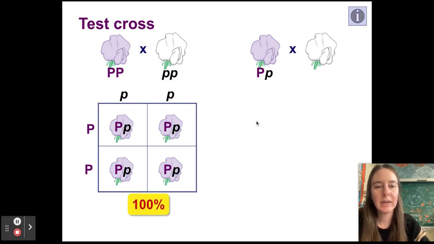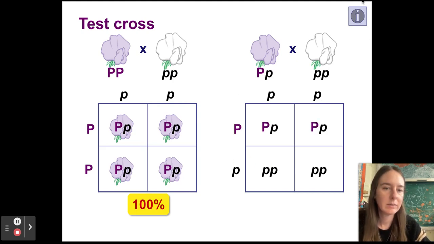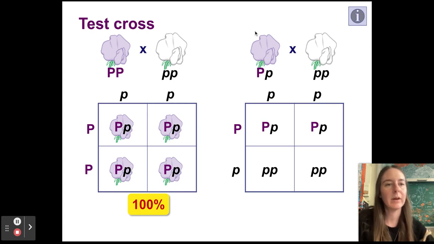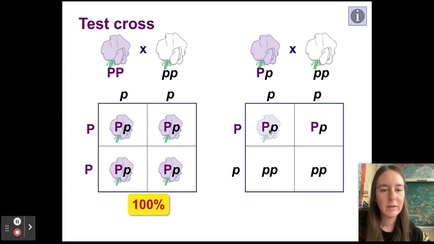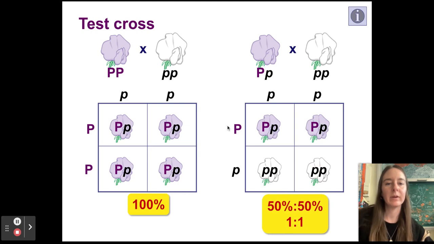But if you were to take a purple flower and cross it with a white flower, we don't know its genotype, we're just predicting here. We put our pollen here and our egg here. This one can donate either a capital P or a lowercase p. Then let's say we had these reproduce hundreds of times and counted up all the offspring. You would find 50% are purple and 50% white, so 1 to 1.